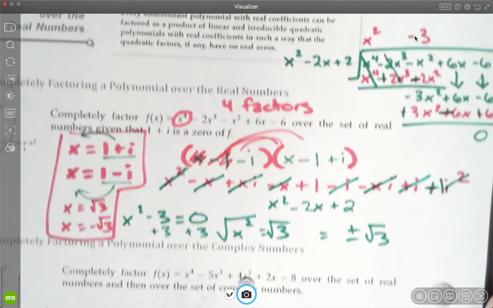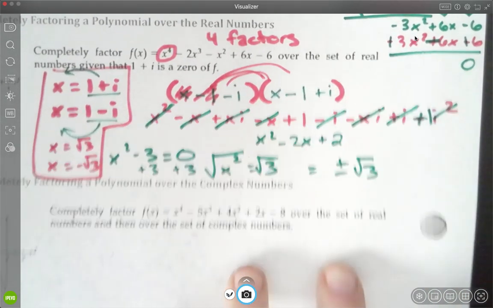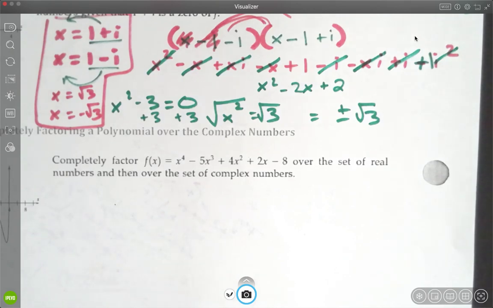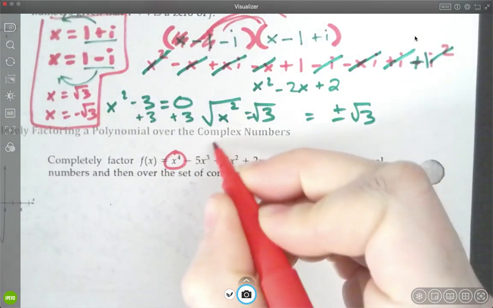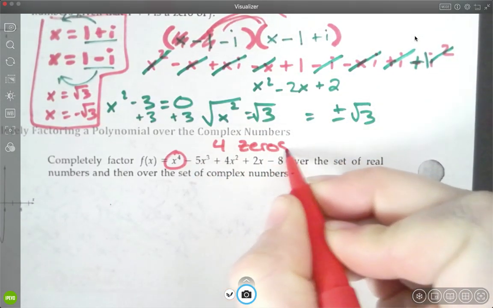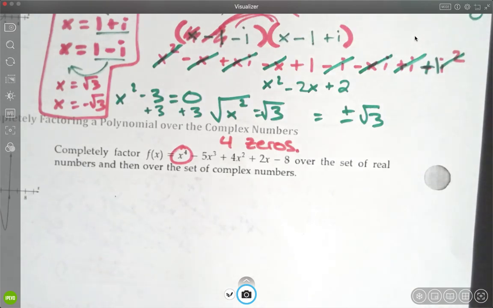Okay. All right. Completely factor this guy. Completely factor him down. Over the set of whole numbers and then over the set of complex numbers. Okay. In this problem, this is the start to finish really ugly method. How many answers should we have? 4 answers. 4 zeros or 4 factors. Because it's x to the 4th power. And we have to find all 4 of them. Some may be imaginary, some may be real ones. But they don't give us any to start with.